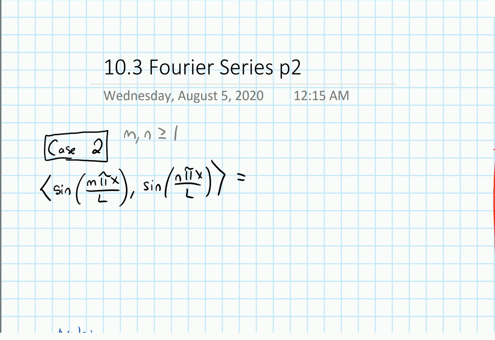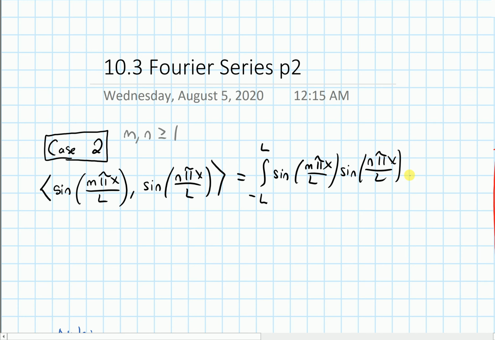All right, so let's write out the inner product. It's going to be the integral from negative L to positive L of sine of m pi x over L times sine of n pi x over L. So the integral of our two functions multiplied from negative L to positive L. So we have a sine function times a different sine function. There are a couple ways that we can go here. One is we can use the trig identity to help us simplify this.